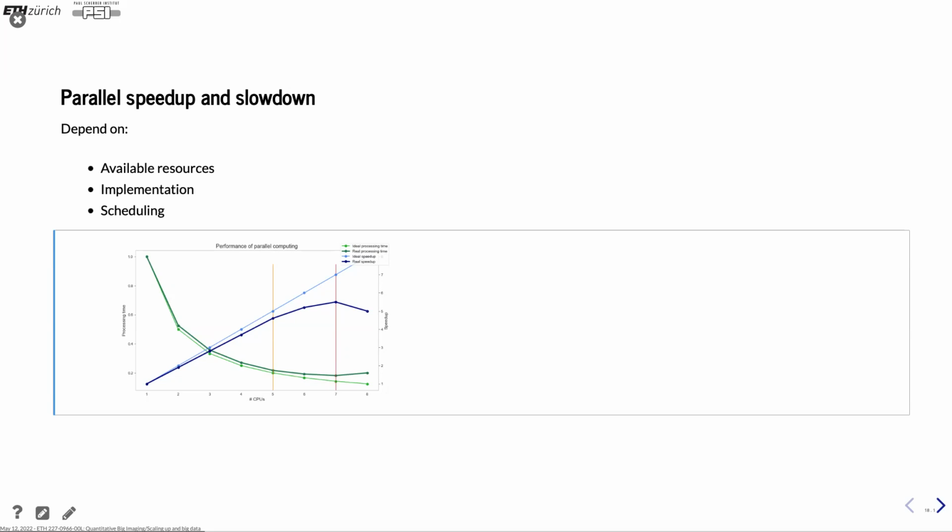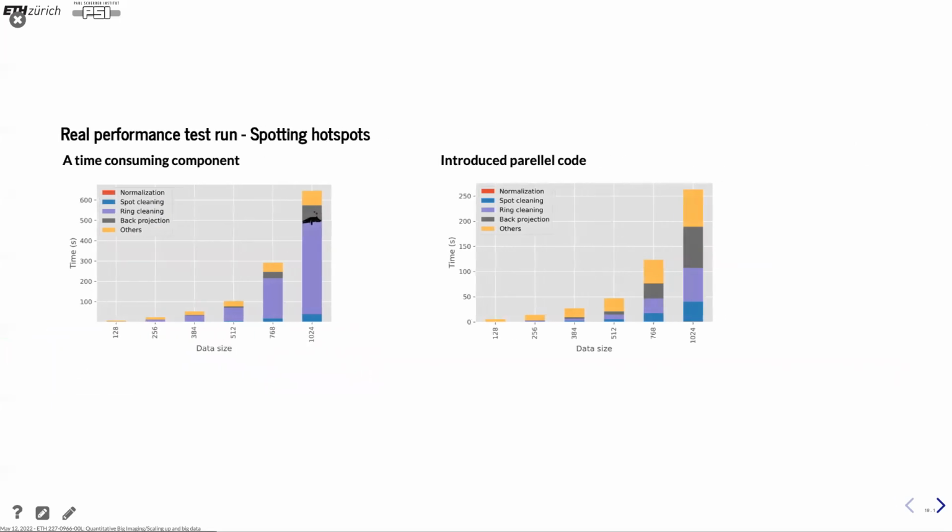And in a real-life situation, this is actually a performance test I did on code I wrote. Here you can see a way to spot different hotspots in your code. It's quite obvious that we have something here called ring cleaning, which takes a very large amount of the processing time. So this would be an ideal target for introducing parallelism, and that is what I did. Afterwards, you can see that this was reduced radically, and the total processing time was reduced to about a third for the 1K case. So this was an obvious case where parallelism could actually bring a lot.